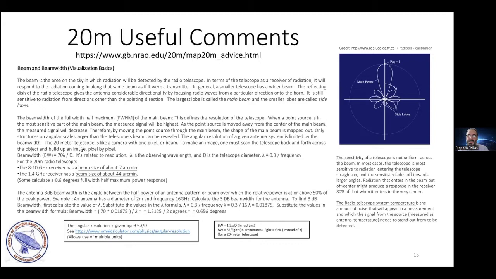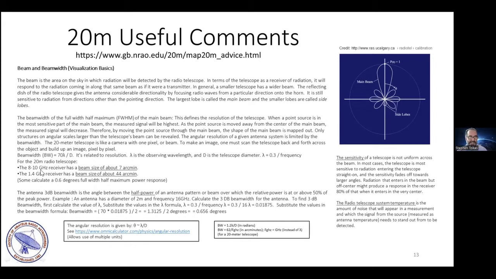Going back to the 20 meter, we have 2 receivers that are placed on it. For most of the time, it's the 1.4 gigahertz receiver. That's the L band, and the beam size is 44 arc minutes. So that's quite large. Anything within that beam size, you can't see structure within. But it's an L band that you can do the H1 and the astronomical measures, the OH molecules.